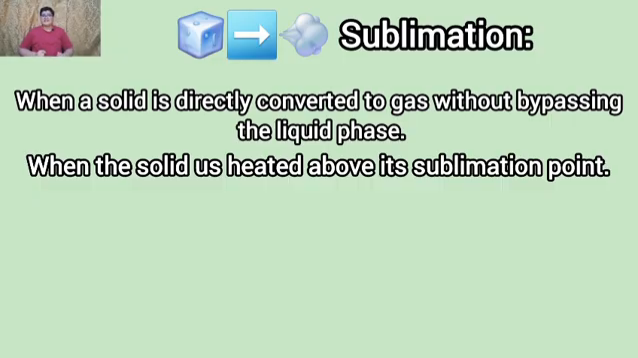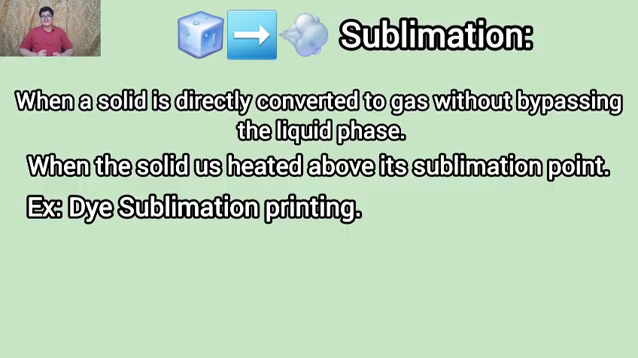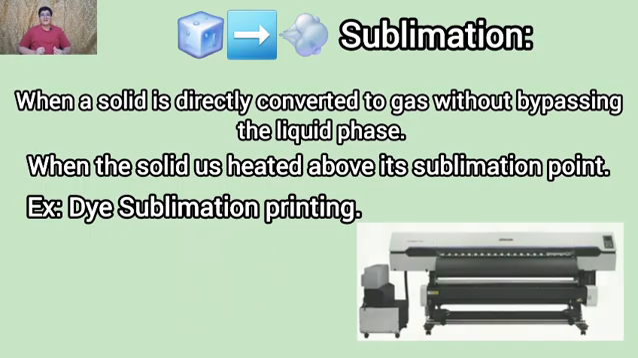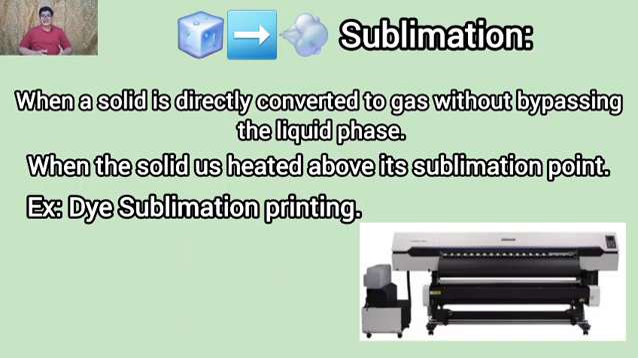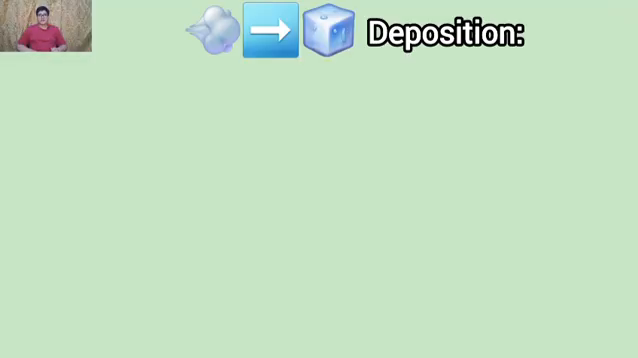An example is dye sublimation printing. This is when the solid ink of a printer is heated and directly converted into gas, which transfers it to paper and cloth without going into the liquid state. Now let's talk about the change of state from gas directly to a solid without passing through the liquid phase. This change of state from gas to solid is known as deposition.